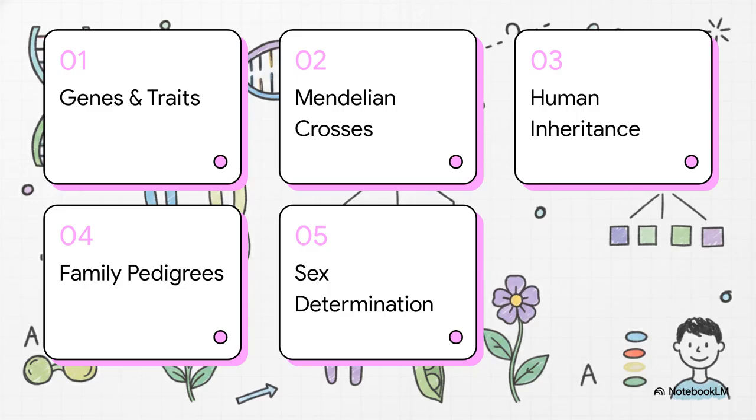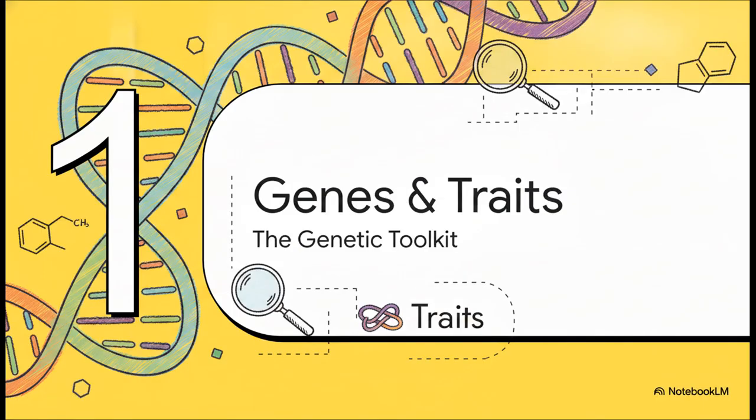So here is our roadmap for demystifying all of this today. First, genes, alleles, and traits. Second, solving Mendelian crosses. Third, human inheritance patterns. Fourth, decoding family pedigrees. And finally, chromosomes and sex determination. Okay, let's jump into Section 1, genes, alleles, and traits.